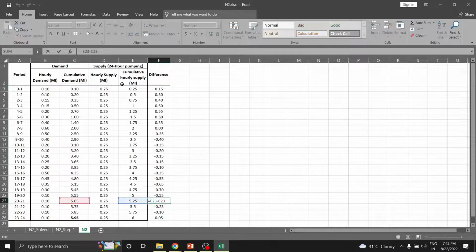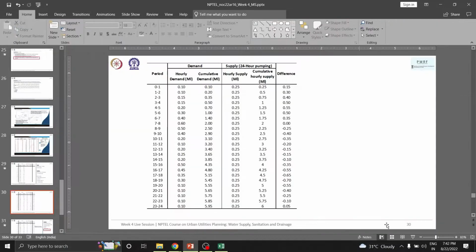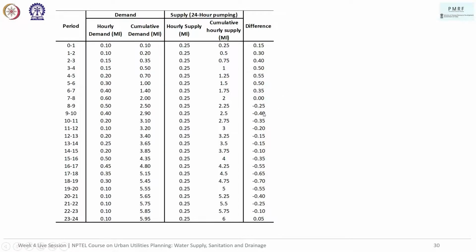So for example, here for 8 to 9 p.m., we take the cumulative hourly supply and then subtract the cumulative hourly demand from this, right? So we get the values of the difference, which is also given here. If you notice, we'll have to figure out the maximum positive value and the maximum negative value in this difference. So it's highlighted here.